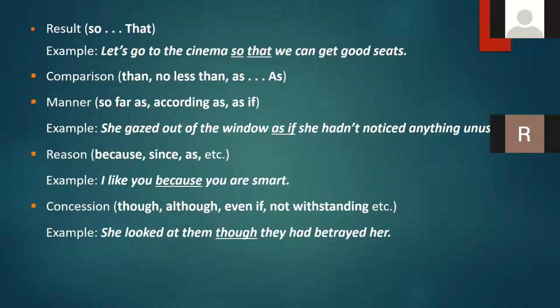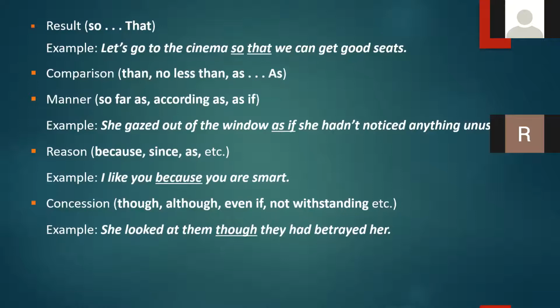Reason: because, since, as, etc. Example: I like you because you are smart. Here, because is the subordinating conjunction used. Next one, concession: though, although, even if, notwithstanding, etc. Example: she looked at them though they had betrayed her. Here, though is the subordinating conjunction used. So next we are moving on to how two clauses are connected to each other.